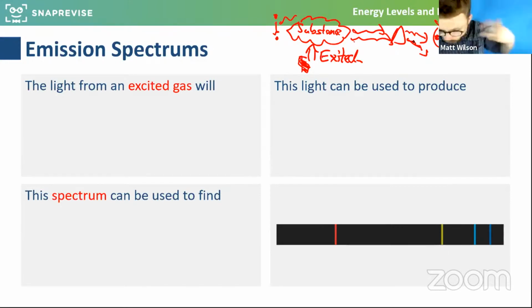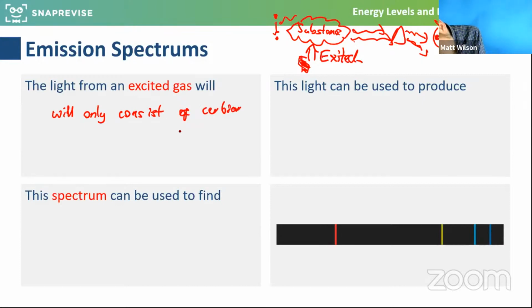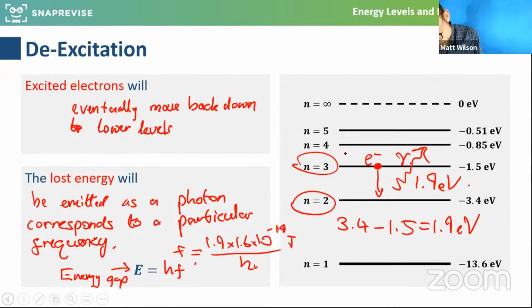So let's go through this properly now. So the light from an excited gas, so I've excited a gas by giving it some kind of energy, will only consist of certain frequencies. Which frequencies will it consist of? Well, it will consist of the frequencies which correspond to the energy gaps between these energy levels.